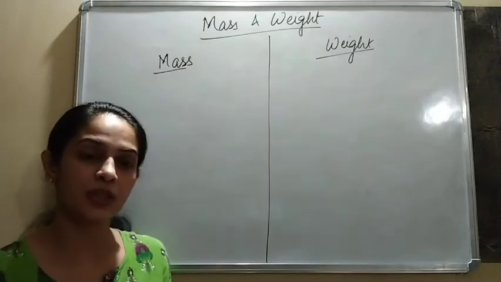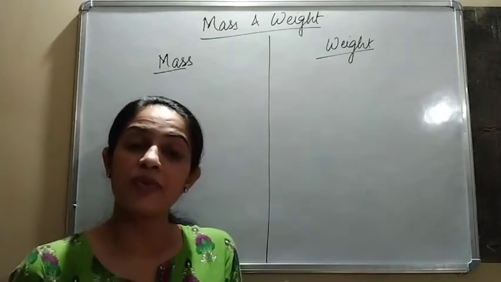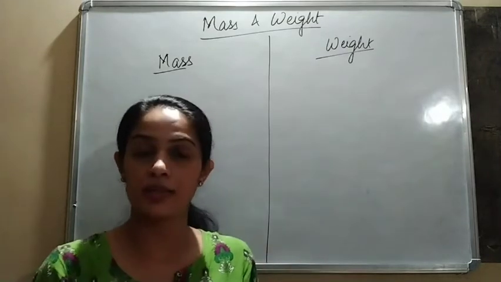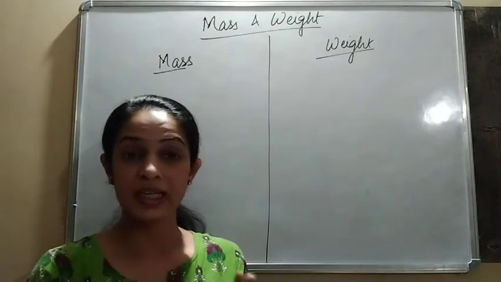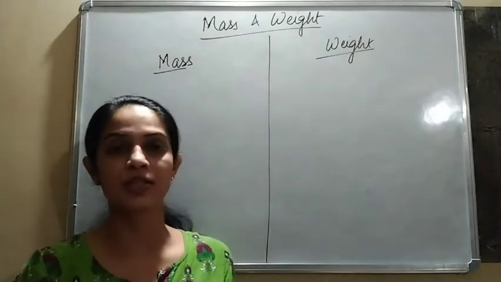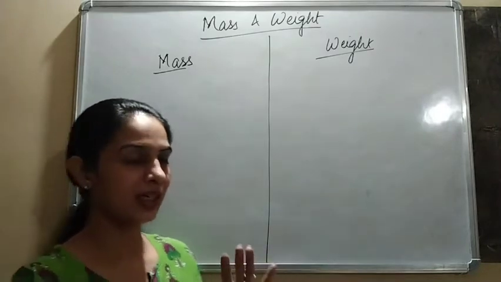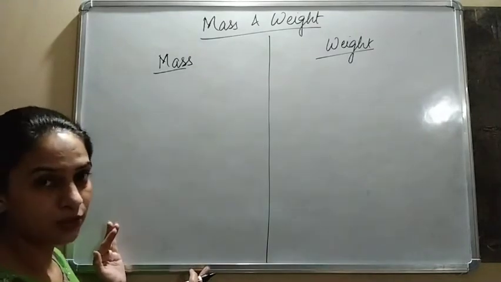1 kg potatoes, 2 kg mangoes. So when we measure the mass of a body, it is measured in kg. But weight is not measured in kgs. We'll talk about weight a little later. Let's look at mass first.